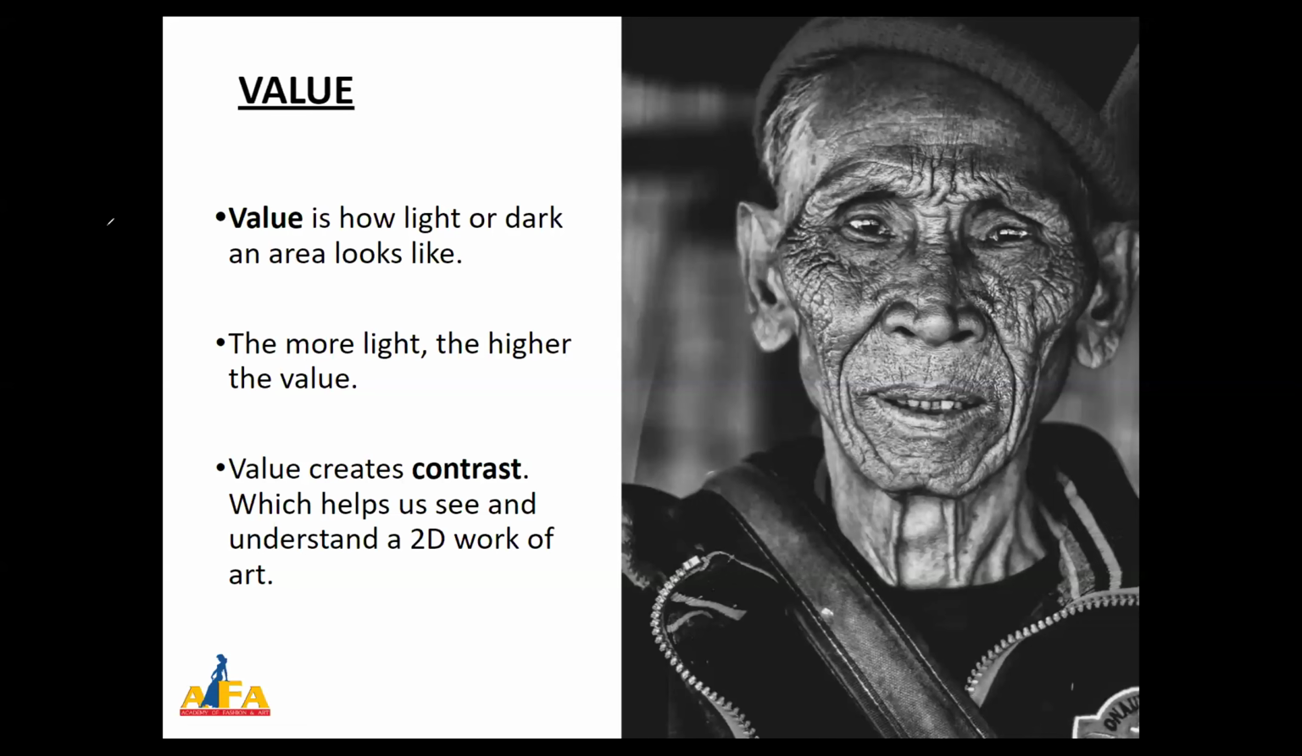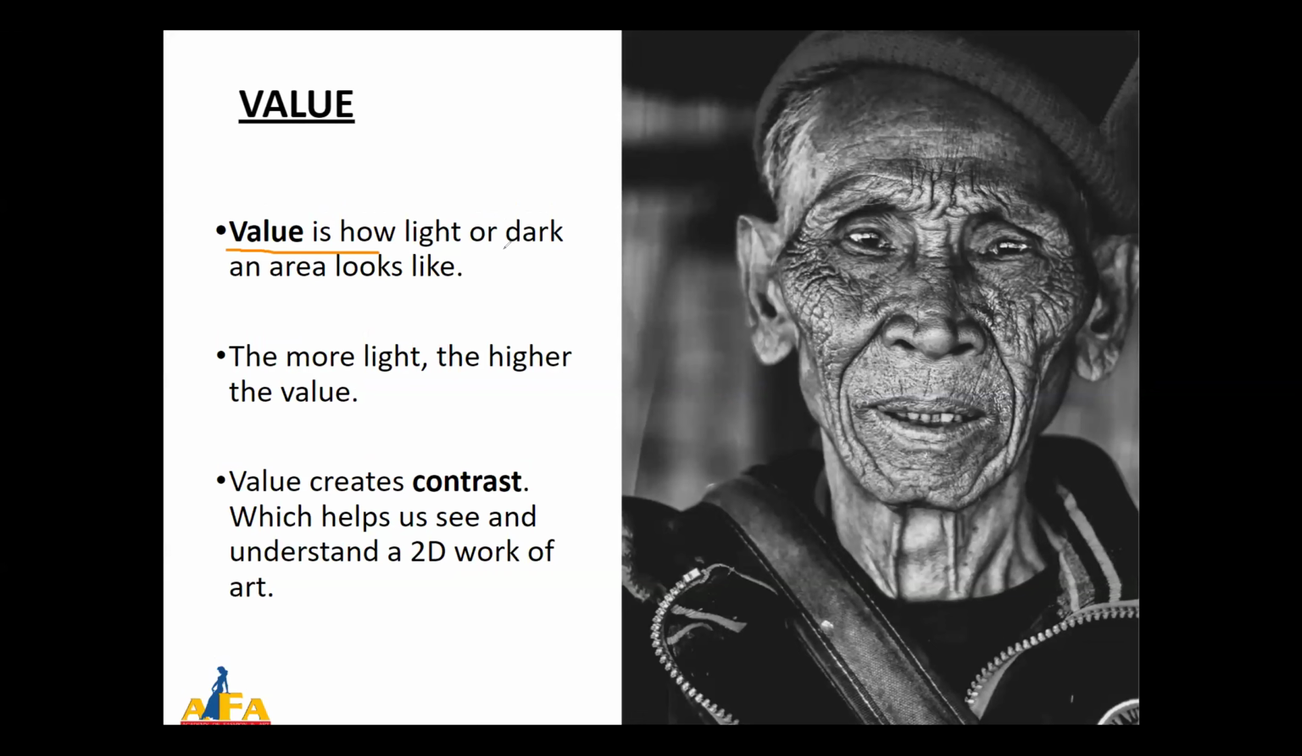Now this is value. This is another element of art, value. How light or dark an area looks: the more light, the higher the value, and vice versa, the less light, the lower the value. Value creates contrast and it helps us to see and understand the 2D work of art. 2D means this is a 2D surface, and on this 2D surface, this is a 3D photograph. So if there is no value, we cannot enjoy this piece of art.